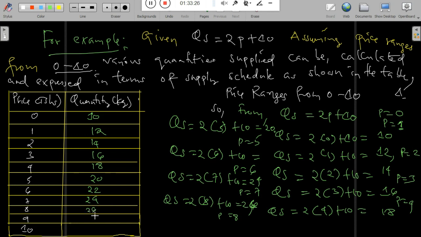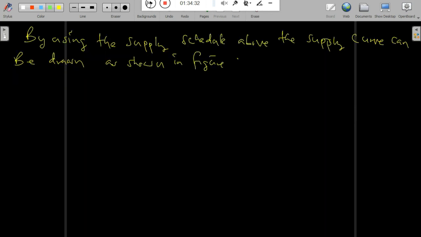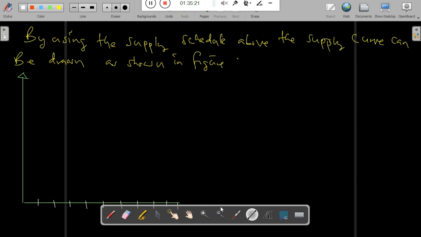When you plug in 7, you obtain 24, and when you plug in 8, you obtain 26. When you plug in 9, you obtain 28, and when you plug in 10, you obtain 30. So I hope you see that we have filled all the gaps in the table using the equation.